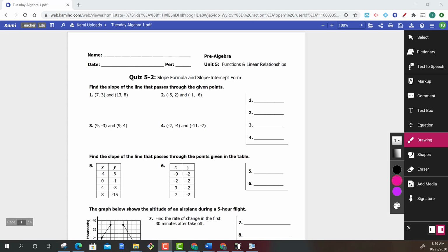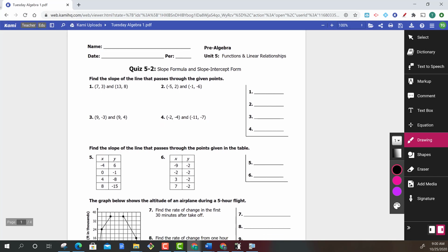All right, so I'm going to go through as many questions as I can here. If you need to watch this, you can. If you already understand how to do it, that's awesome too. All right, so in this first section, we are just finding the slope. So at this point, hopefully we know the slope formula is y2 minus y1 over x2 minus x1. So that's what we're going to do on all four of these first four problems.